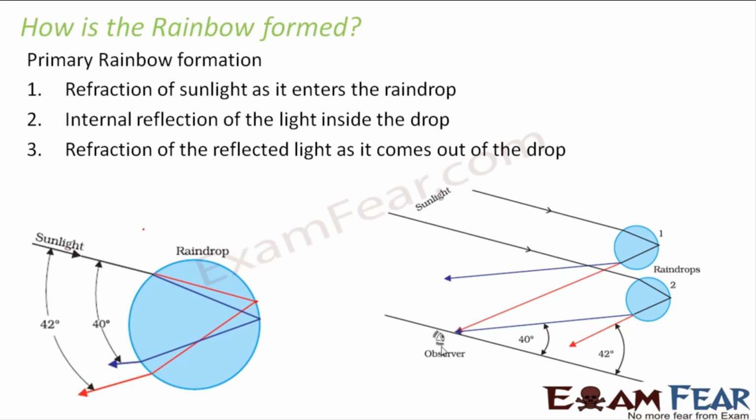So as a result of this, what happens? Let us suppose you are the observer, standing somewhere here. So what do you see? You see the light rays which are coming out of the raindrop, right? For example, when I was talking about refraction through a glass slab, I told you that the observer always sees the emergent ray, that is, the ray which is coming out of the medium. So what is the emergent ray in these cases? These rays which are coming out of the medium are the ones which we see.